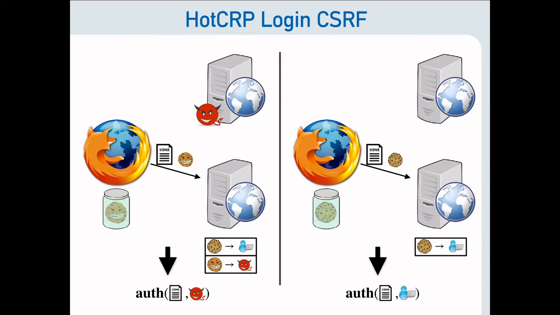So the security assertion that's produced on the left side is the paper with the attacker's identity, while on the right side, we have the paper with the honest user's identity. So we clearly see how the security assertions differ and how this breaks the security property.